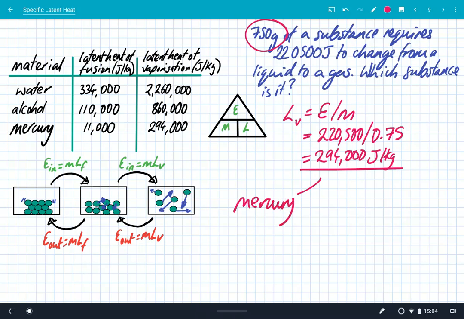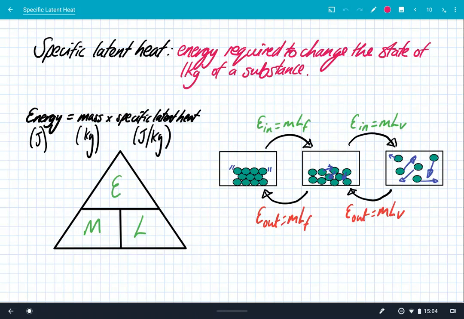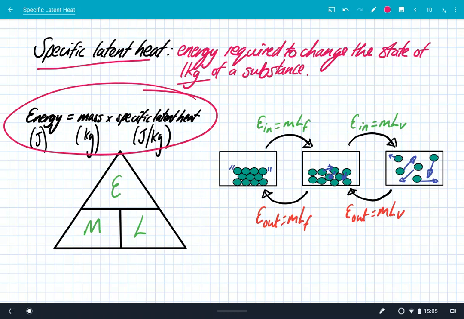So we've used the fact that this is a specific latent heat of vaporization. It's specific to this substance. Therefore, the substance that was heated must have been mercury. Really easy, really straightforward. So, in summary, the specific latent heat is the energy required to change the state of 1 kilogram of a substance. It's specific to a specific material. The equation, energy is equal to mass times specific latent heat. We measure energy in joules, mass in kilograms, and latent heat in joules per kilogram.